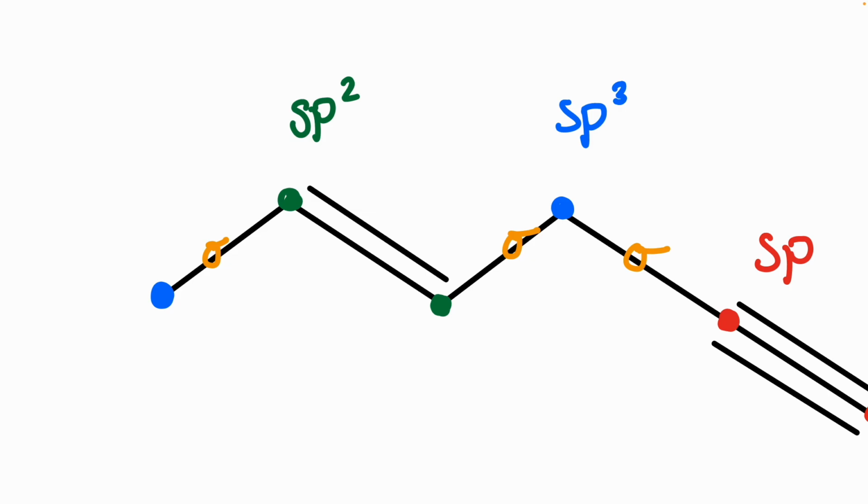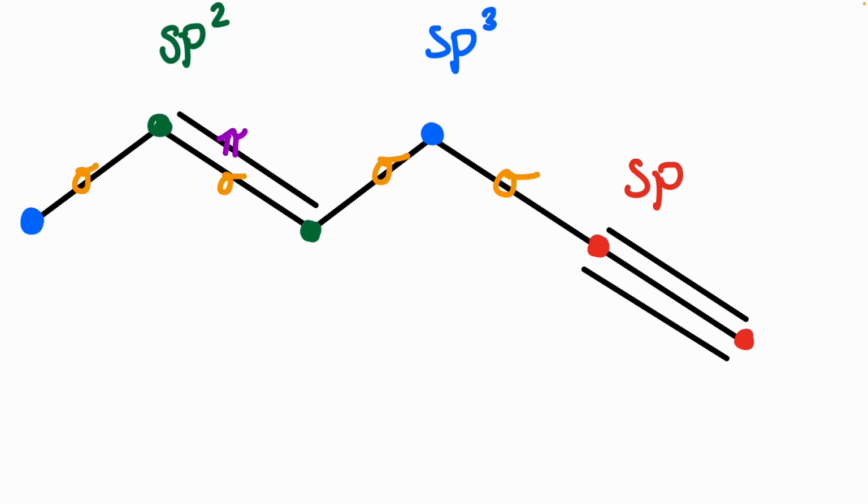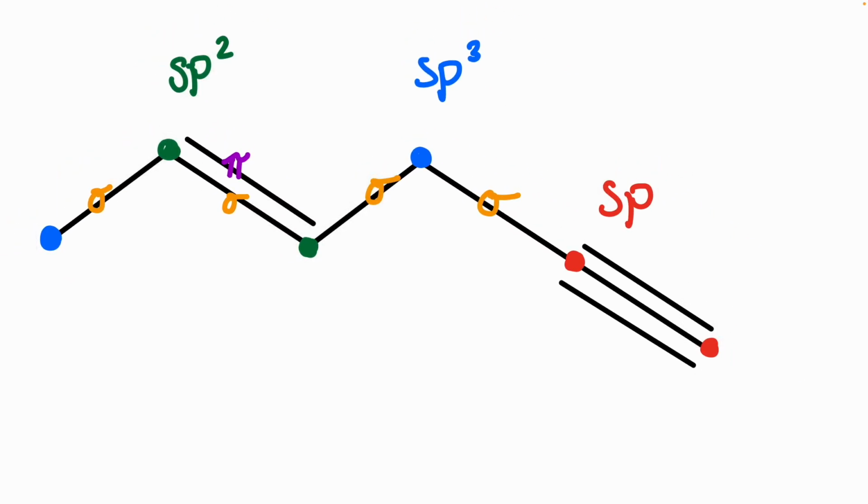Pi bonds are a little weirder. The electron density is pointed above and below. When we get to a double bond here, one of them is a single sigma bond. The other one is that fancy pi bond. Likewise, when we get to a triple bond, again, one of them is a sigma bond, but the other two are those fancy pi bonds.